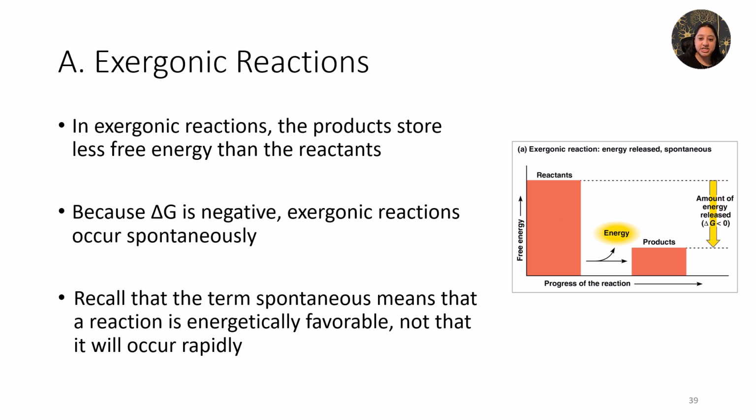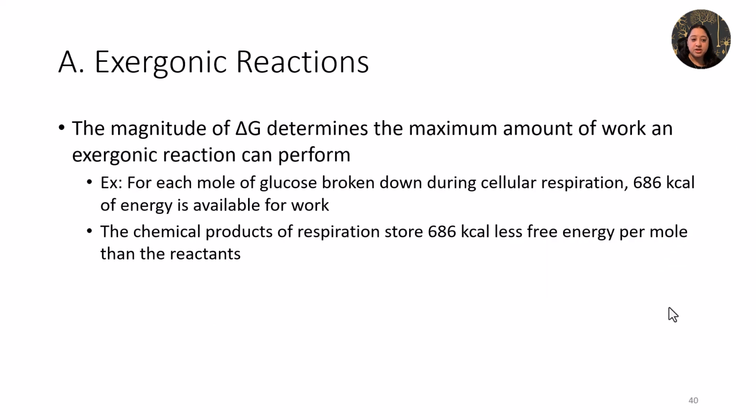Because delta G is negative, exergonic reactions occur spontaneously, so without any input of energy. Again, recall that the term spontaneous means that a reaction is energetically favorable, not that it'll happen fast. The magnitude of that change in delta G determines the maximum amount of work an exergonic reaction can perform.